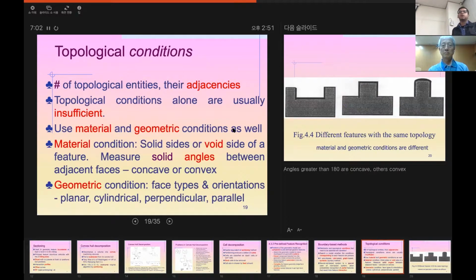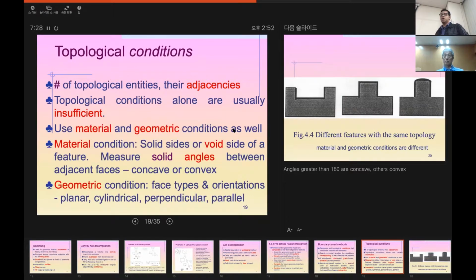Okay. So topological conditions, we already know, mean the location of the feature. And first, we have to determine the number of topological entities and their adjacent features. However, topological conditions alone are usually insufficient to determine what the feature is. That is why we have to use them in addition with material and geometric conditions.